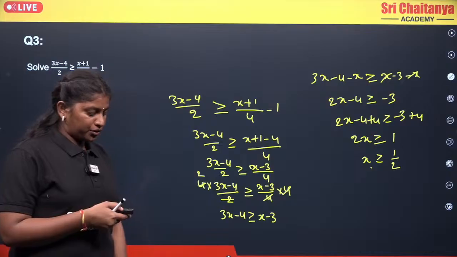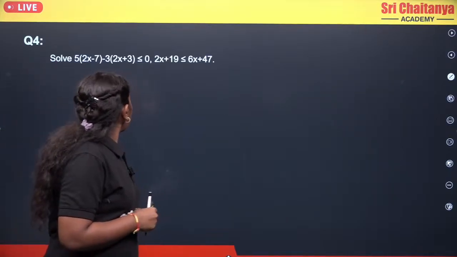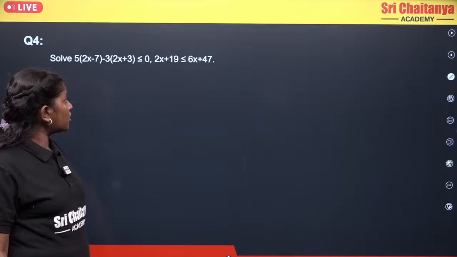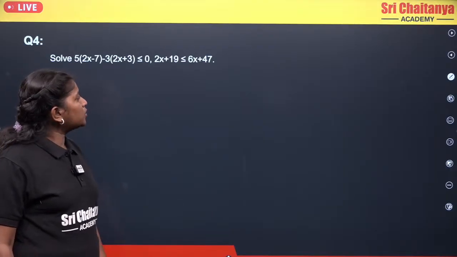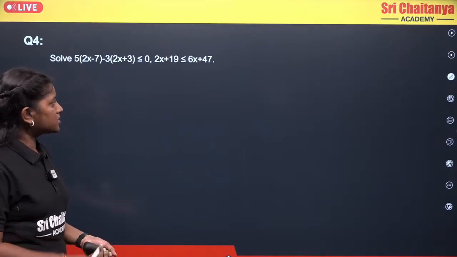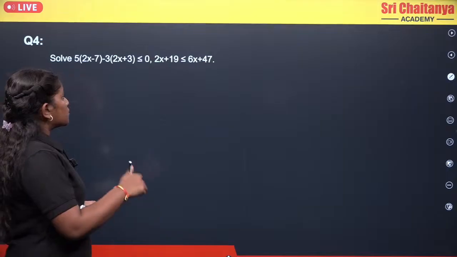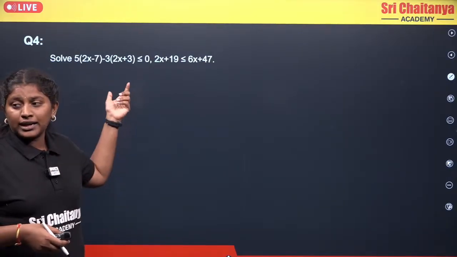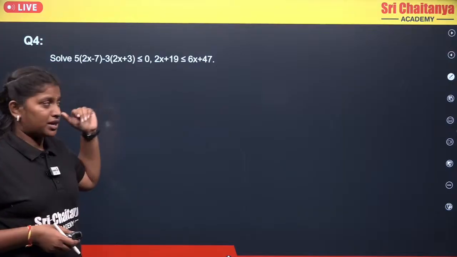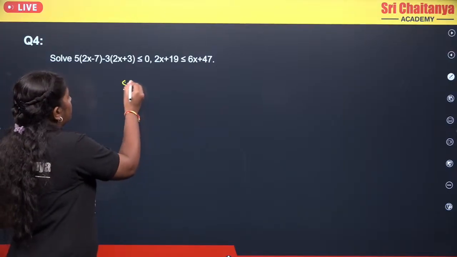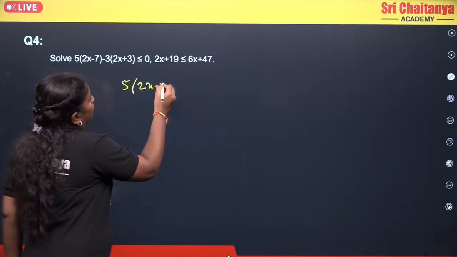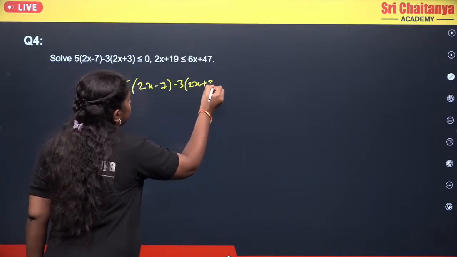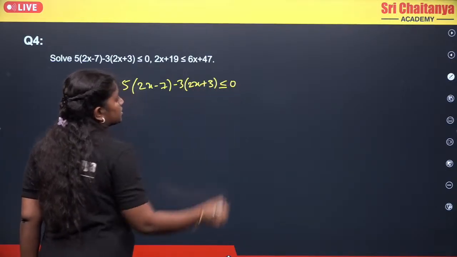Fine. Now moving to the next. Solve 5 into 2x minus 7 minus 3 into 2x plus 3 less than or equal to 0 and 2x plus 19 less than or equal to 6x plus 47. So we are having two inequalities here. So let's solve them one by one. So coming to here, it will be 5 into 2x minus 7 minus 3 into 2x plus 3 less than or equal to 0.